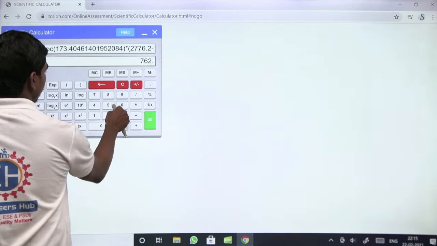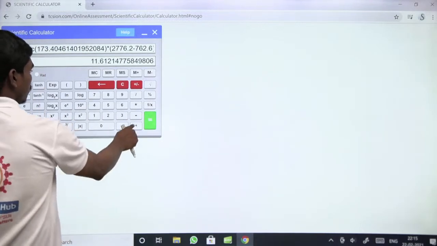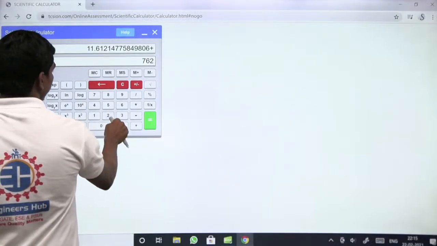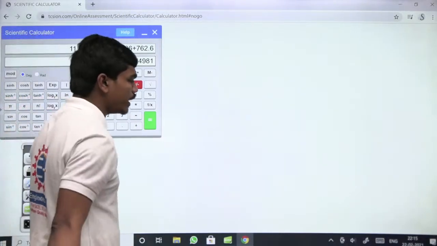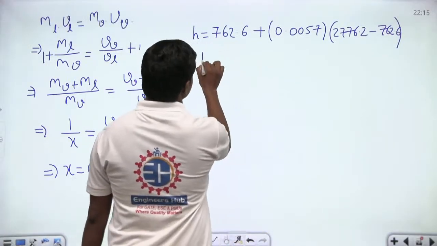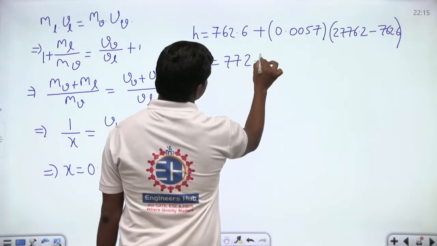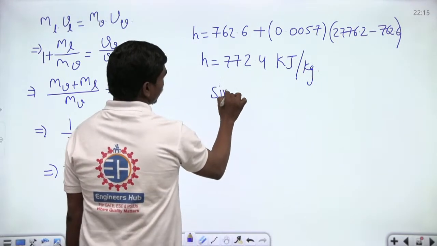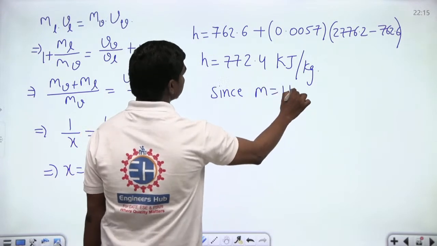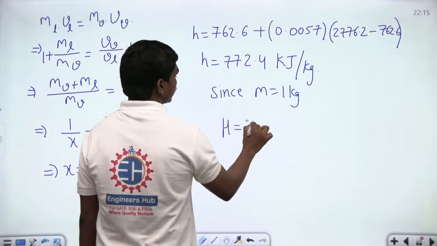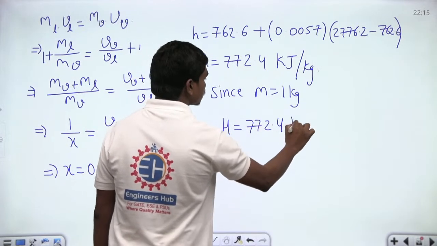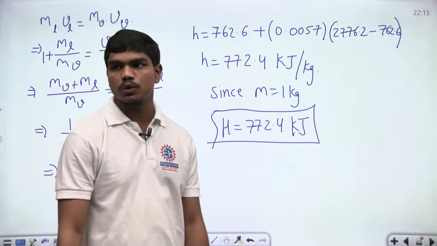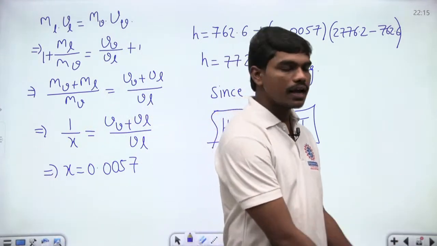762.6, so this is something that we have, plus HF is there. So 762.6 has to be added. So 774.2 kilojoule per kg, or we can write this as 772.4 kilojoule per kg. But of course, since the total mass is 1 kg, we can write the enthalpy at the end is equal to 772.4 kilojoules. This is what we can write here. Okay, so 774.2 kilojoules is something that we can write as direct enthalpy value.